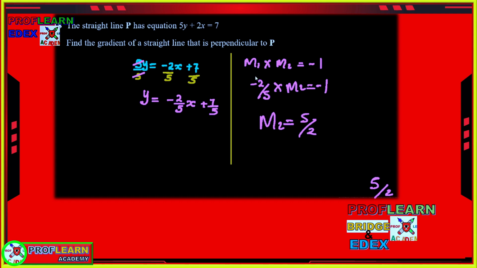Then that means that we are going to use the relation m1 times m2 equals -1. So because the gradient in this case is -2/5, we're going to say -2/5 times the gradient that is perpendicular to P is going to be -1. If you rearrange, you're going to get your answer as 5/2.